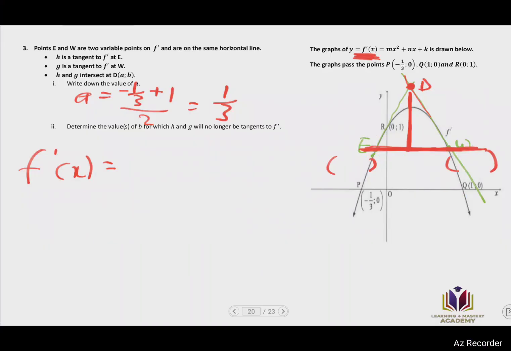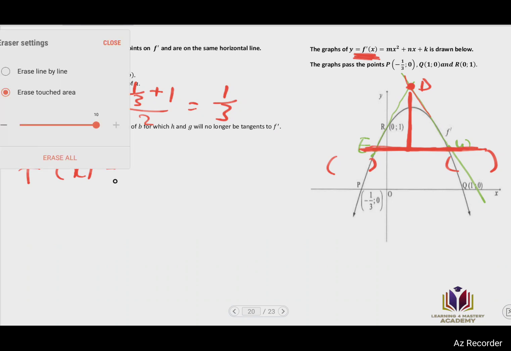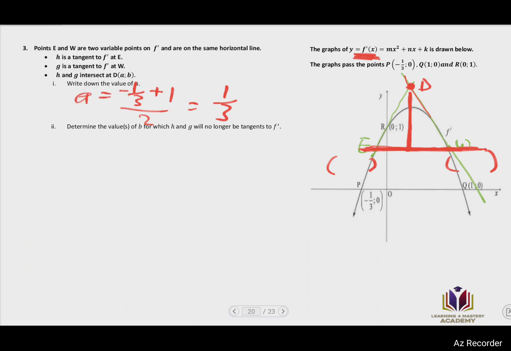Alright, so now let's look at the second question. The second question says, determine the values of B for which H and G will no longer be tangents to F prime X. Okay, so how are we going to do this? We firstly have to calculate this.